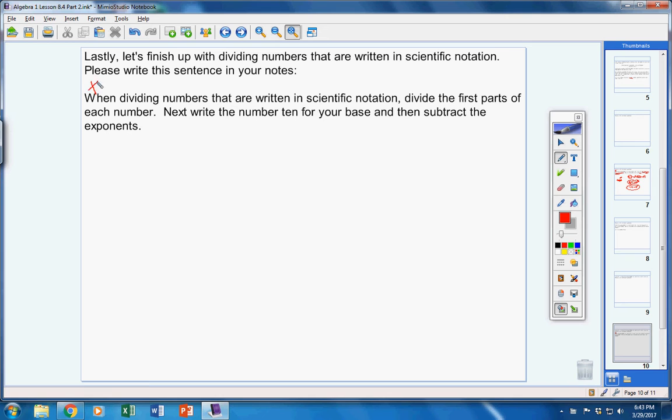When dividing numbers that are written in scientific notation, and by the way, as you read this sentence and write it down, you're going to notice it's the complete opposite of when you multiply numbers that are written in scientific notation. When dividing numbers that are written in scientific notation, you divide, not multiply, you divide the first parts. Then you write the number 10 for your base and you subtract, not add, you subtract the exponents. So it's the complete opposite of when you're multiplying scientific notation numbers. Okay, now I'm going to move on.